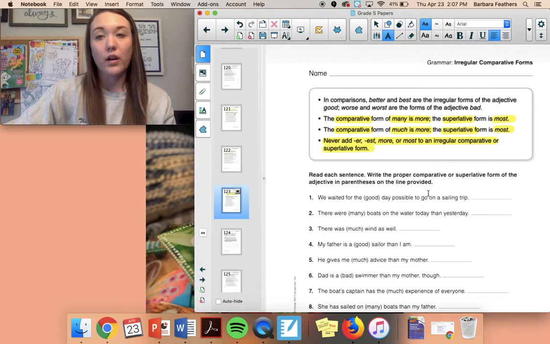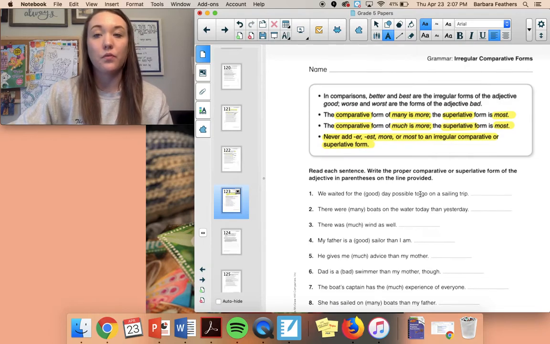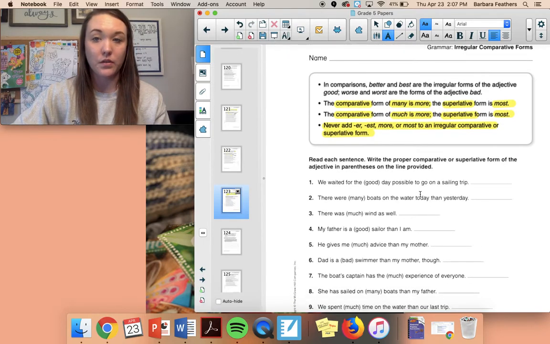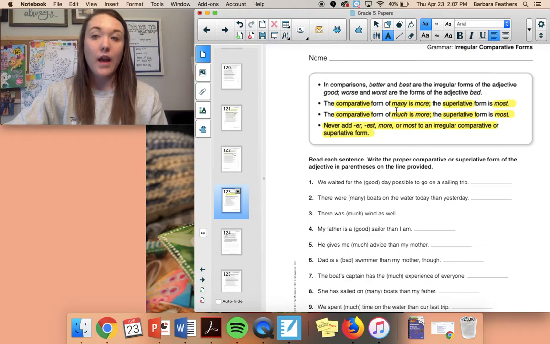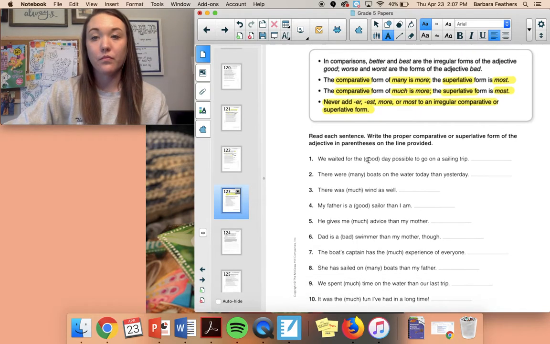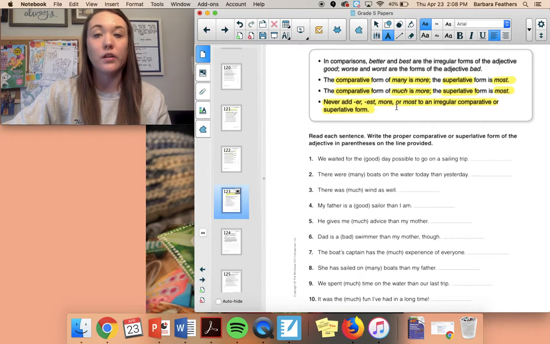The next page is 123, and I'm looking at more comparative and superlative forms of irregular adjectives. We already took a look at good and bad. We're also going to look at many and much now. The comparative form of many and much is more, and the superlative form of many and much is most. I never add ER, EST, more, or most to any irregular comparative or superlative form.